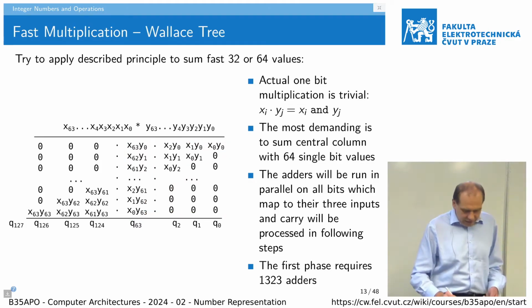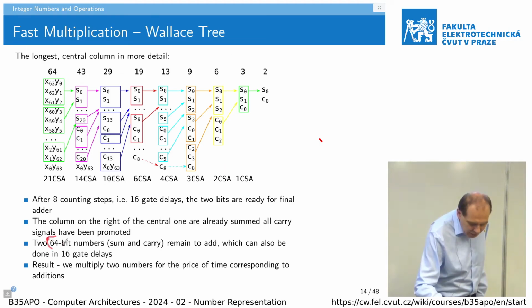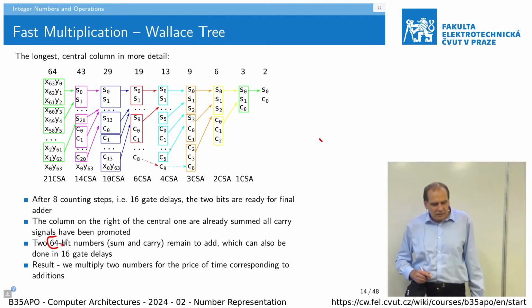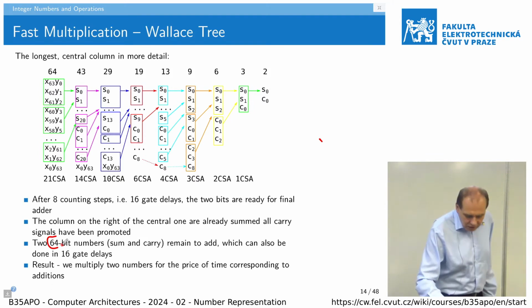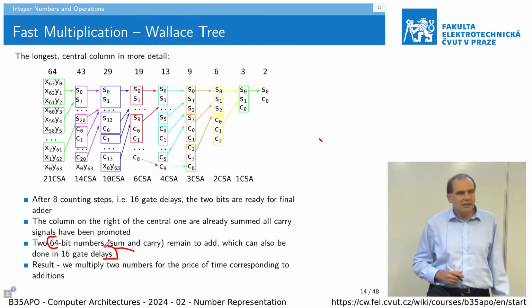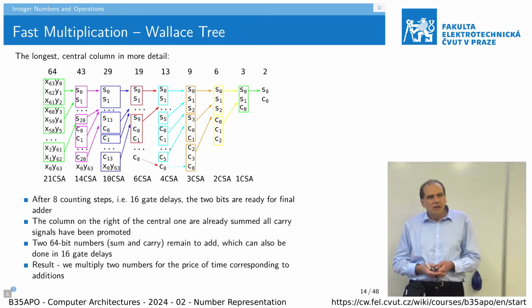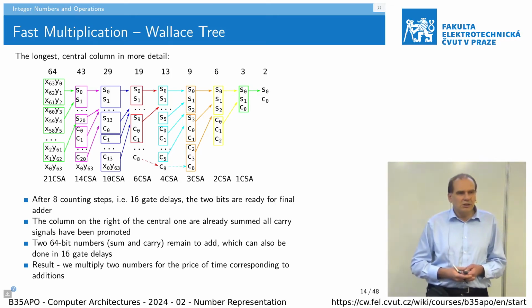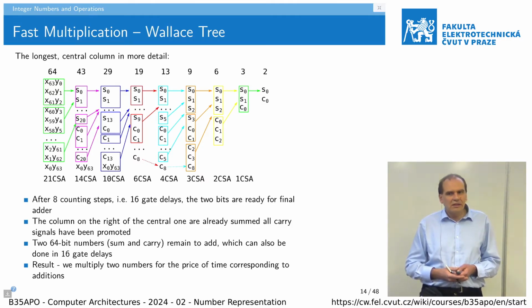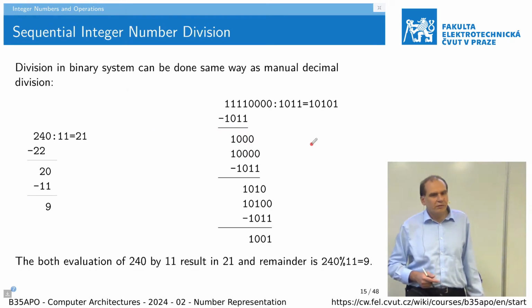So at the end, if we implement this adder, then we are able to multiply 64 bits by computing this sum and carry, which can be done in something like 16 gate delays, which is very fast. And if you look at today's processors, they quite often have a latency for the multiplication instruction of 2 or 3 cycles, but very little. So it is not much different from addition and subtraction.